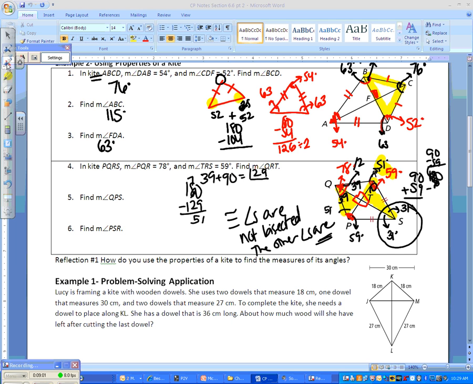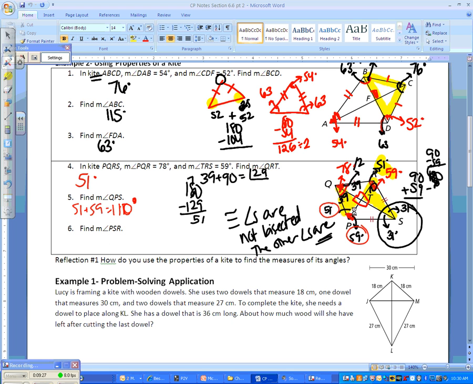All right, let's see if we can answer any of the questions that they gave us. So for number 4, they wanted QRT. QRT, we just solved that one. That one's 51 degrees. QPS is this whole angle right here. So you have to take the 51 plus the 59, and that gets you, what, 109? 110. 110 degrees.